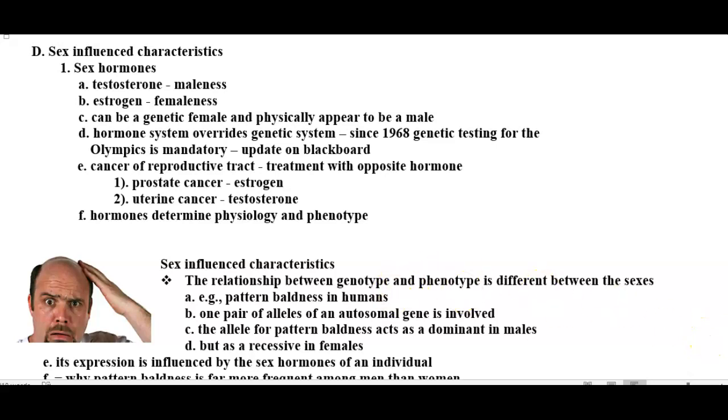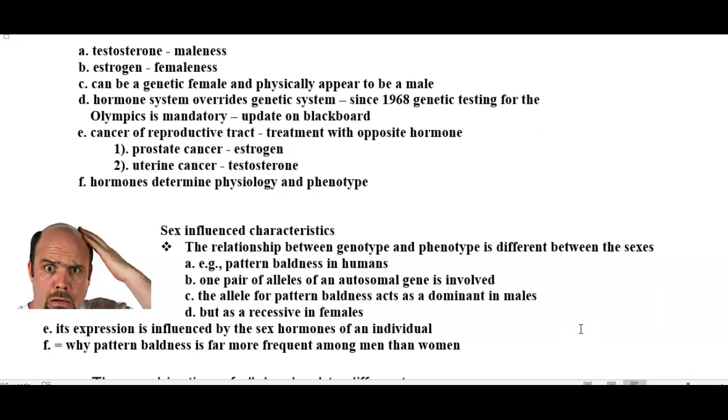Alright, let's get down to E. Cancer of the reproductive tract. What they do is they treat it with the opposite hormone. So prostate cancer, they'll treat it with estrogen. Uterine cancer, they'll treat that with testosterone. The hormones are going to be determining physiology and the phenotype. So sex influence characteristic.